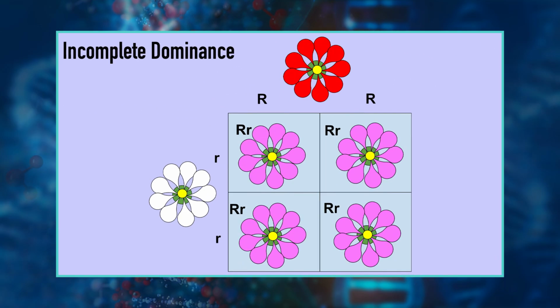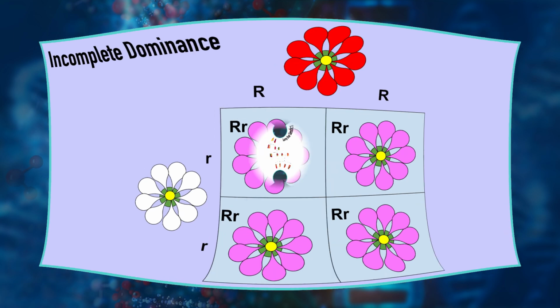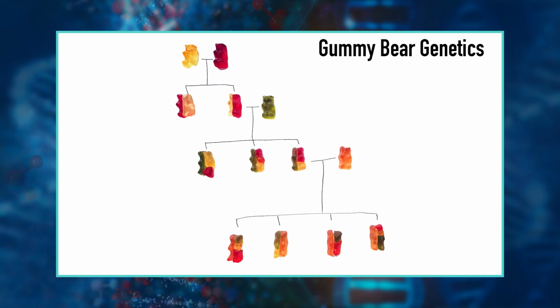In the case of incomplete dominance, one letter represents the trait and superscripts represent each possible allele. An example of this scheme is seen in the gummy bear genetics activity.